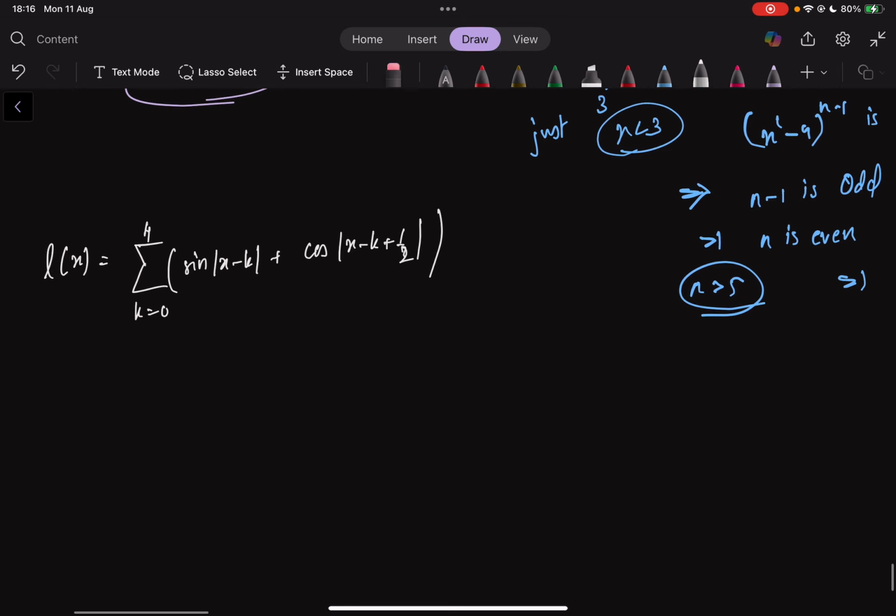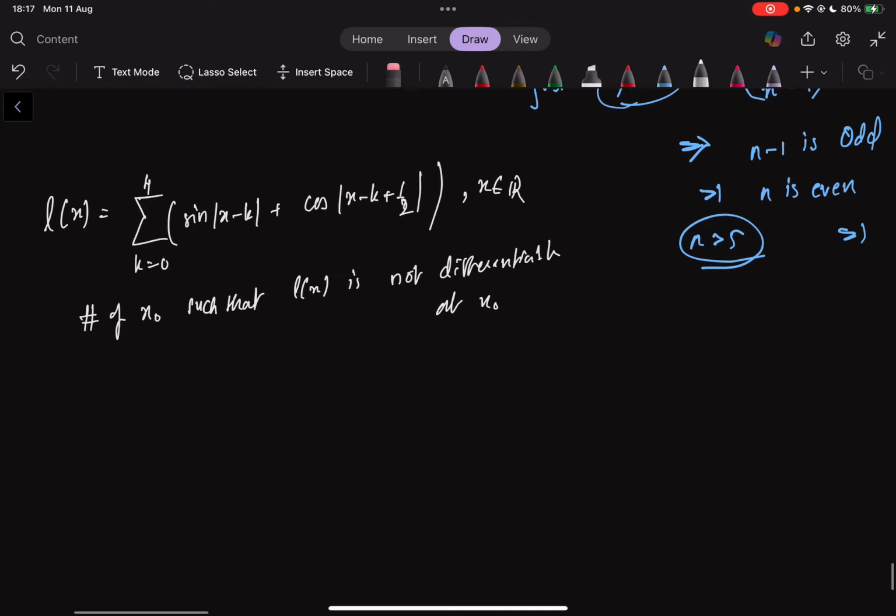This thing, at x belonging to R. So we need to find the number of x naught such that this L of x is not differentiable at x naught. So basically we need to find points of non-differentiability of this thing.